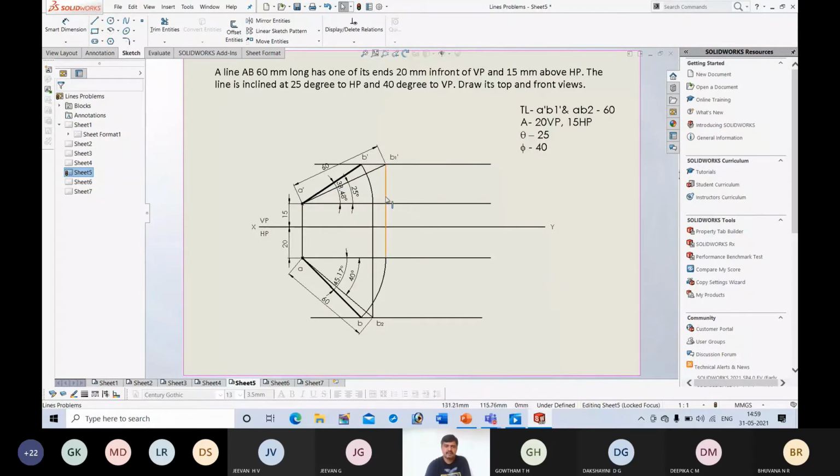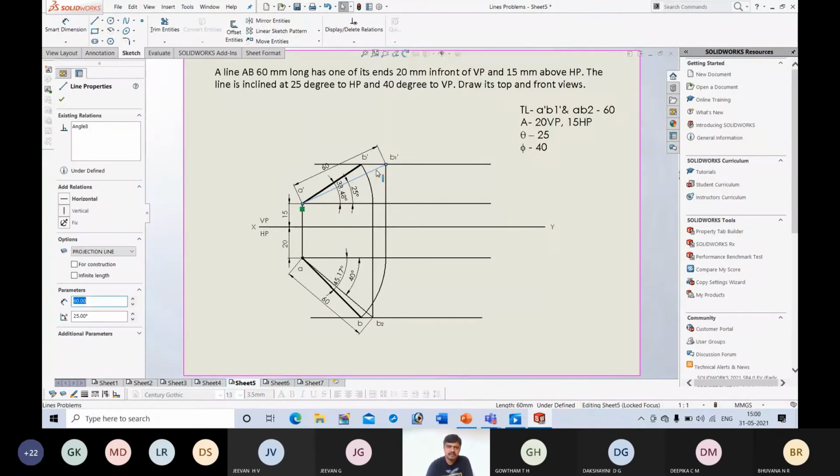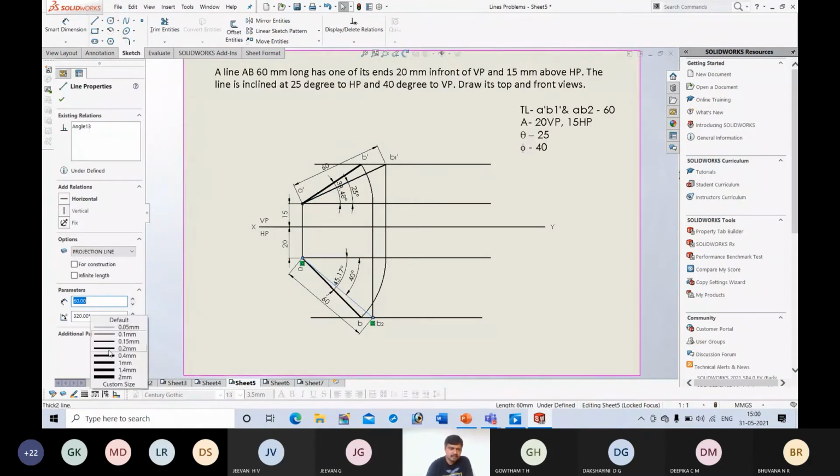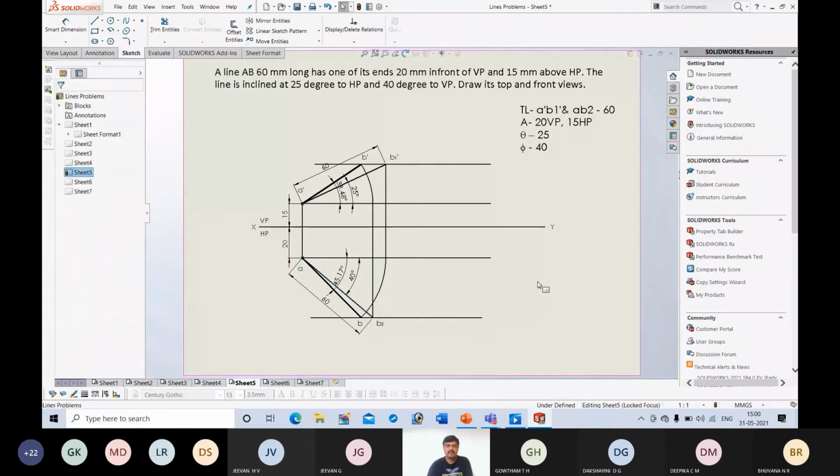Next, these two, A dash and B1 dash. This is a true length line. This should be medium thick. That is, I will consider it as 0.15 medium thick. So again, this should be medium thick. Okay, so this is the solution for this problem.